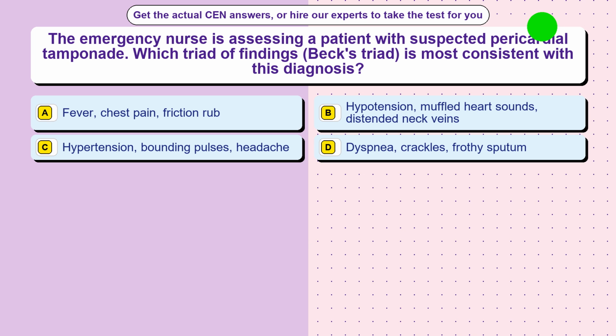Question 10. The emergency nurse is assessing a patient with suspected pericardial tamponade. Which triad of findings, Beck's triad, is most consistent with this diagnosis? Option A, fever, chest pain, friction rub. Option B, hypotension, muffled heart sounds, distended neck veins. Option C, hypertension, bounding pulses, headache. Option D, dyspnea, crackles, frothy sputum.